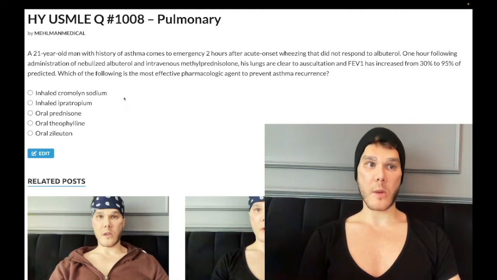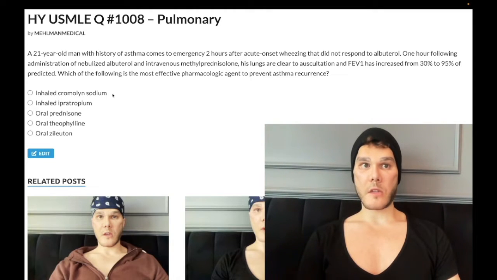Choice A, cromolyn sodium. Wrong answer. Cromolyn sodium and nedocromil are mast cell stabilizers that are going to prevent mast cells from releasing histamine. USMLE doesn't care about when you use these drugs. They just want you to know the mechanisms of action.